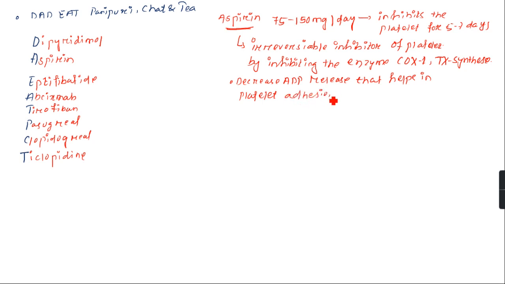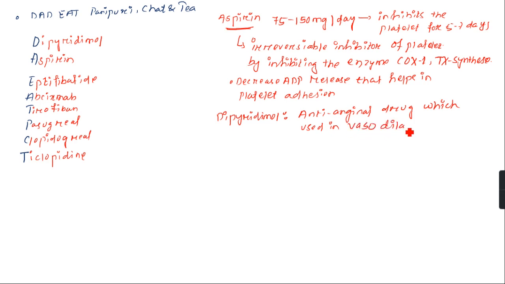Okay, then the second important drug is dipyridamole. Dipyridamole, you know that it is an anti-anginal drug, used for vasodilation.